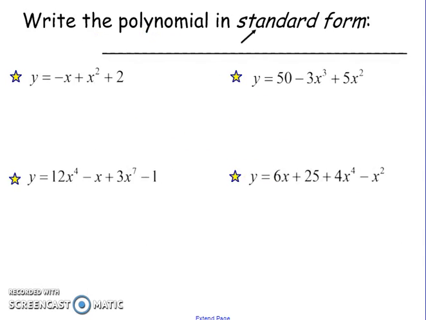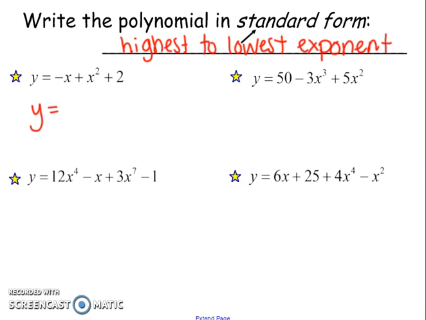Write the polynomial in standard form. So when we talk about standard form of a polynomial, it is in order from highest to lowest exponent. So just like with quadratics, we had the x squared first, then the x term, then the constant term. And so it goes from highest to lowest exponent. So we're rewriting the first one. So we're going to put the x squared first, then the minus x, then the plus 2.